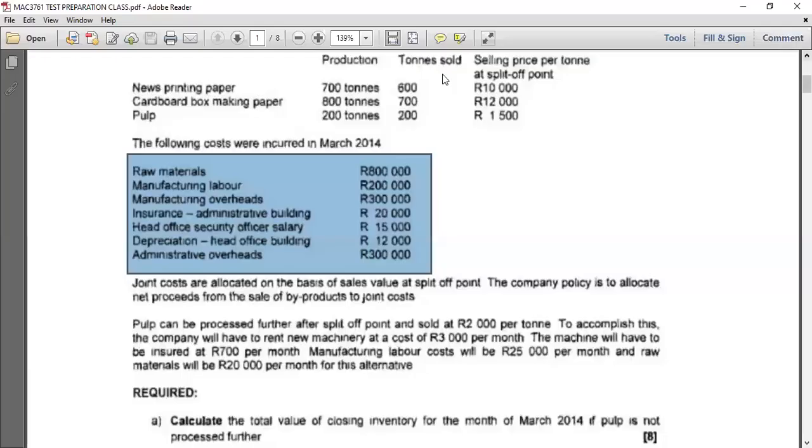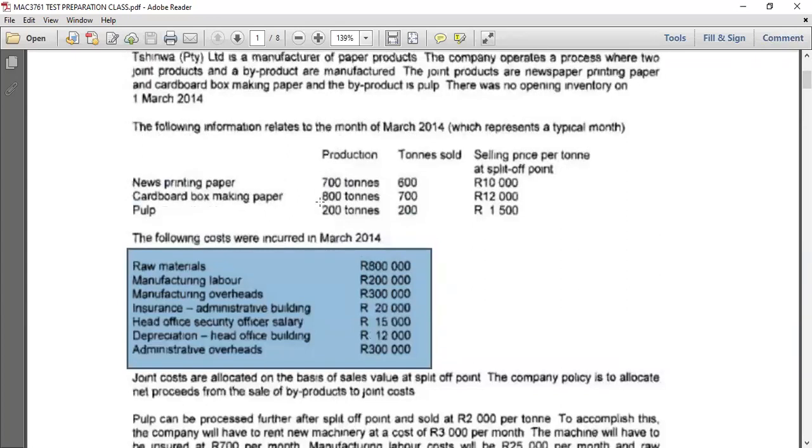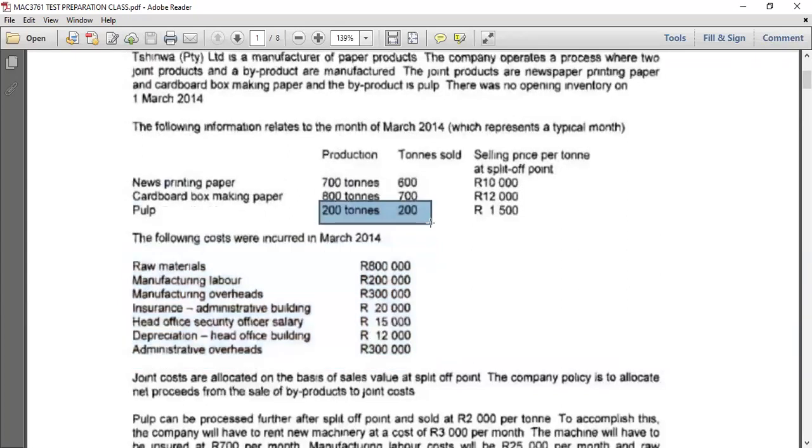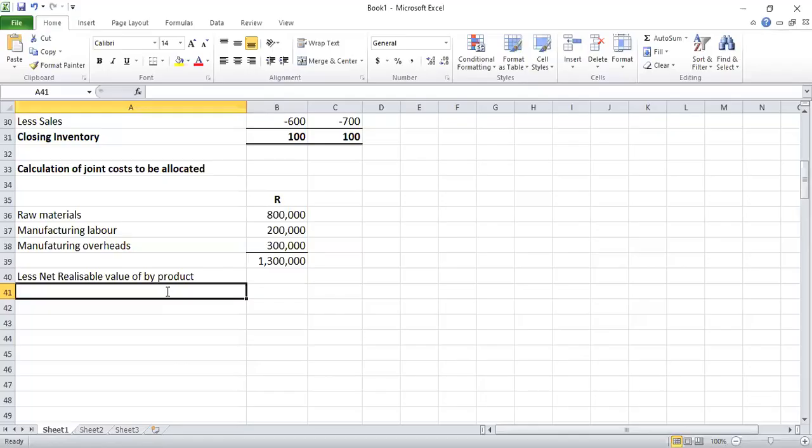We know that the byproduct is pulp, right? The production was 200 tons, to be sold at 1.5 per ton. So we would say 200 times 1.5. What do we get?